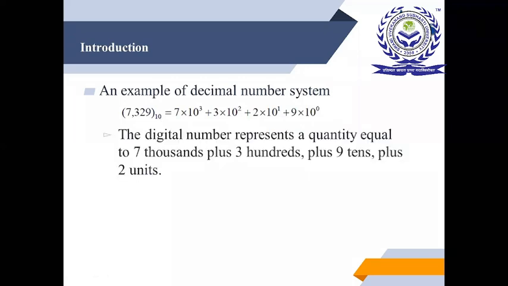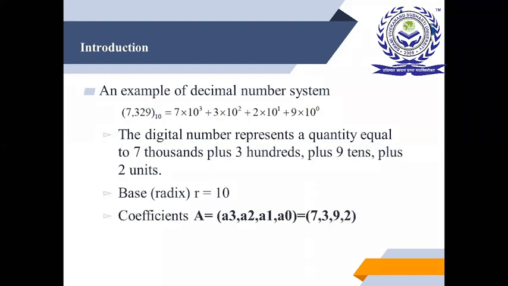Now the digital computer represents a quantity equal to 7000 plus 300 plus 2 tens plus 9 units. Now we talk about the term radix or the base. Here in the decimal number, the base is 10, meaning we are using 10 units which range from 0 to 9. Now the coefficients here are 7, 3, 2, 9.